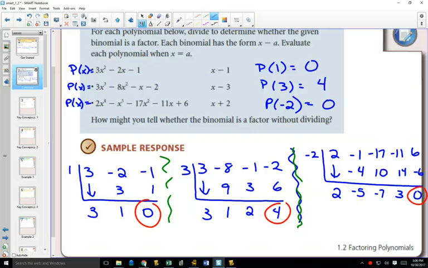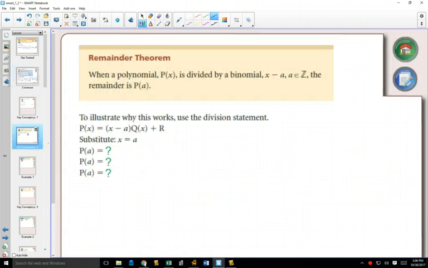What do you notice about those numbers? Absolutely nothing, right? They're the same as the remainders. Okay. That was really obvious? Yeah. And this idea is called the remainder theorem.